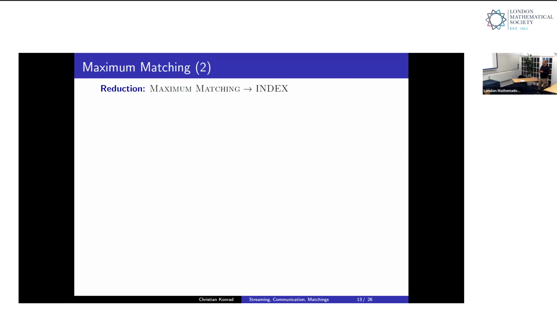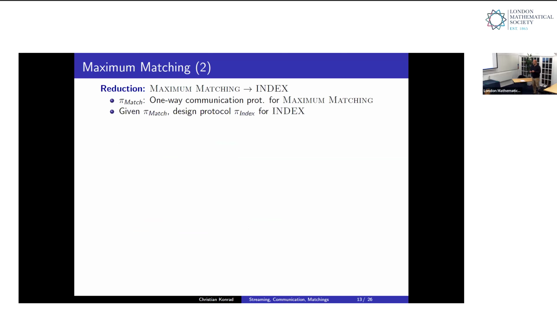So to keep track of what we need to do, suppose we have a communication protocol for matching. So that is a one-way communication protocol that produces in the end a maximum matching. Now we will see that we can use this protocol to design a different protocol that now solves the index problem. And the communication complexity of these two are going to be related. So again, given a protocol for matching, we want to use it to solve index.